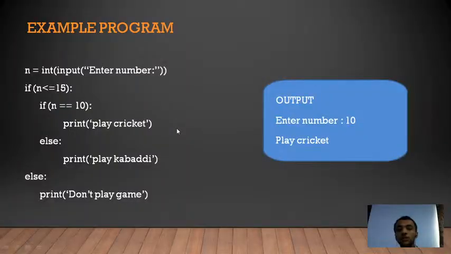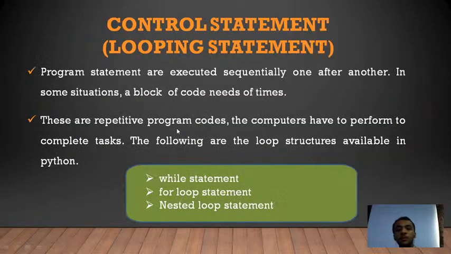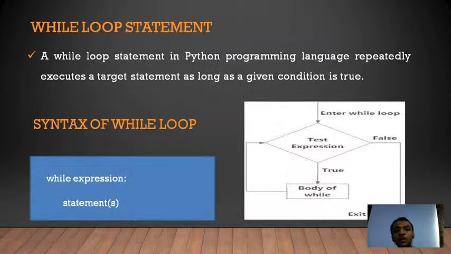Now the control statements, which are looping statements. In Python there are two looping statements, while loop and for loop. Nested loop is a loop inside a loop. In while loop we are checking a condition, and if the condition is true, then the statements inside the while loop will be executed. If the condition becomes false, then it will terminate the while loop.